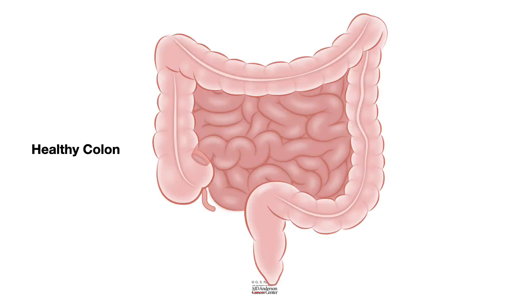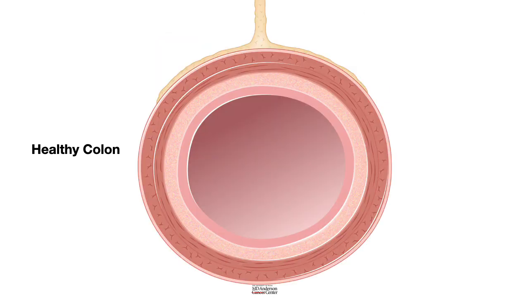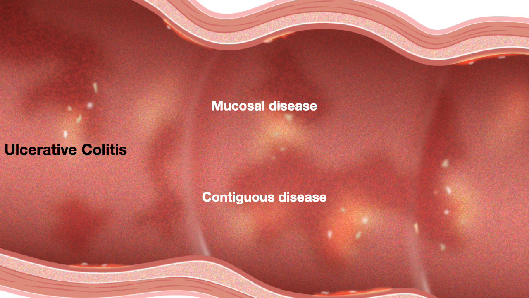Here is a healthy colon, and when you look at the transection of the colon, you have mucosa, submucosa, muscle, and serosa. In colitis, there is inflammation of the mucosa. And in ulcerative colitis, the inflammation is limited to the mucosa and it is continuous without any skip lesions. It starts in the rectum and extends up continuously.